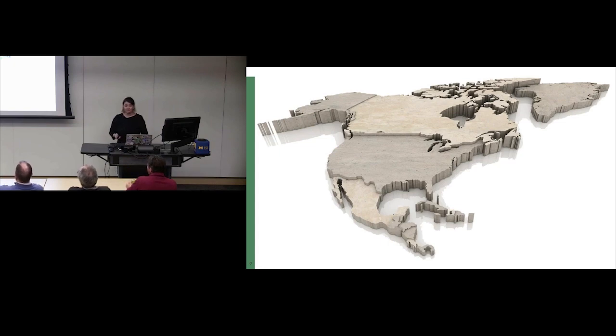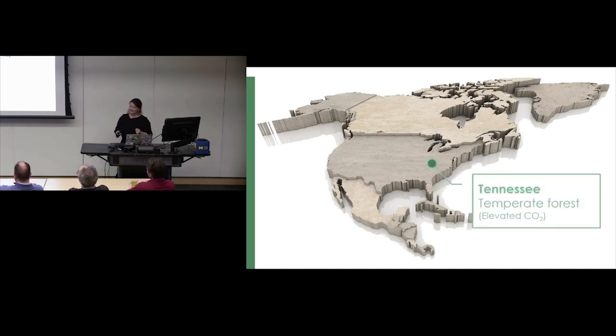This is my favorite map of North America because to me it looks like soils. I think it was meant to be concrete, but we're going to pretend that it's soils. And so we're going to start here in Tennessee, where I did my PhD work in a temperate forest exposed to elevated carbon dioxide concentrations.